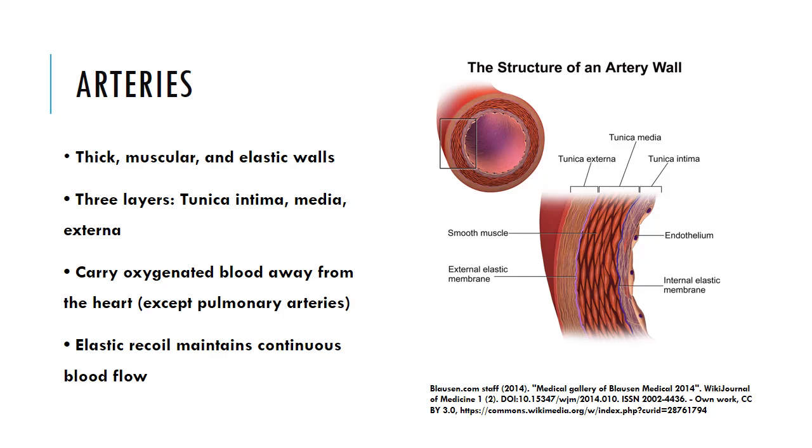Arteries are made up of three layers: the tunica intima, which is the smooth inner lining, the tunica media, a middle layer of smooth muscle and elastic fibers that lets arteries expand and contract, and the tunica externa, the outer connective tissue layer that gives support and strength.